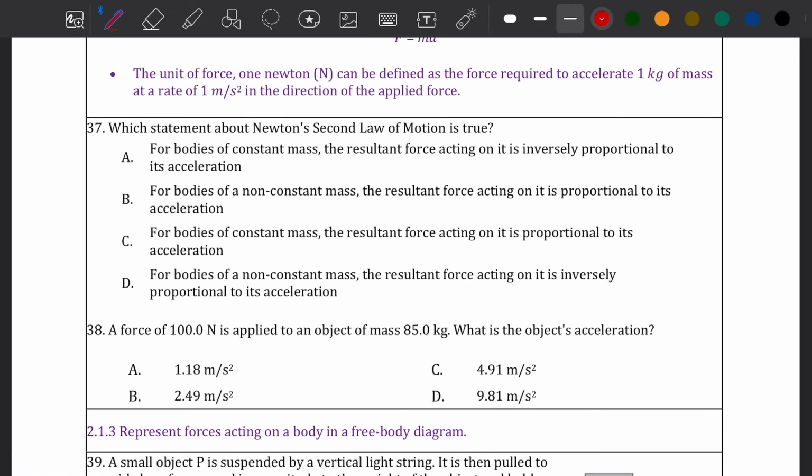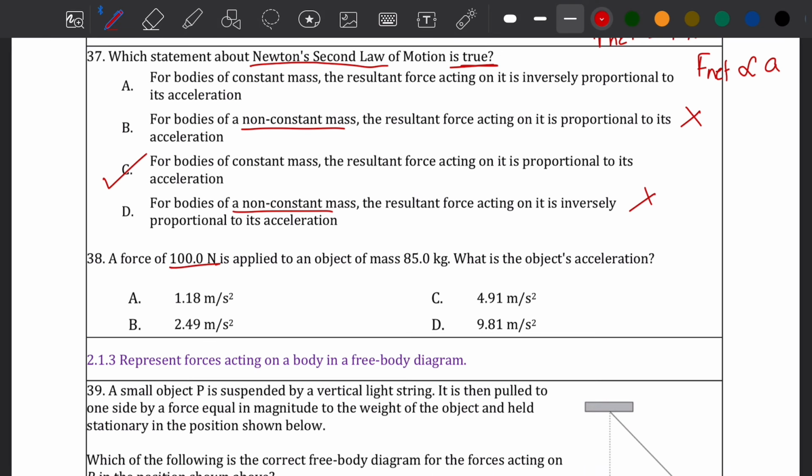Which statement about Newton's second law is true? Newton's second law is F net equal ma. First of all, the mass in Newton's second law must remain constant. So if it is written non-constant mass, that is wrong. Now if it's written constant mass, let's read the whole thing. Resultant force acting on it is inversely proportional to acceleration. Again, it's wrong, because net force is directly proportional to acceleration. The more force you apply, the more the net force, the greater the acceleration. So the answer is C.